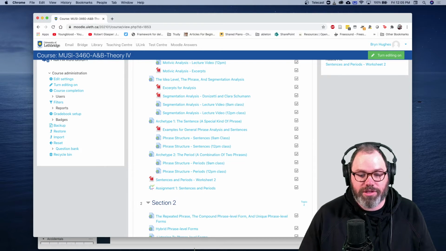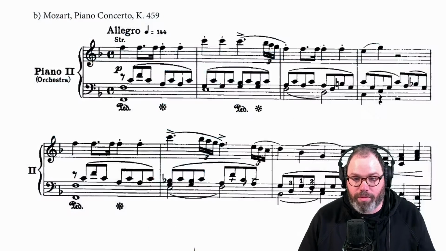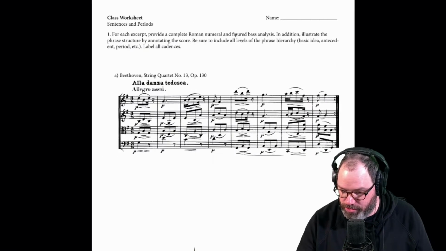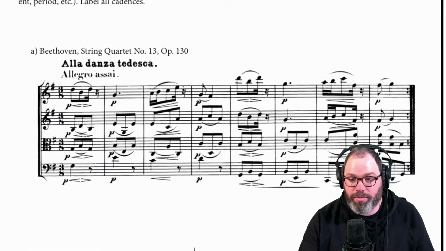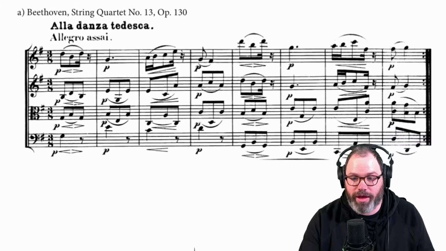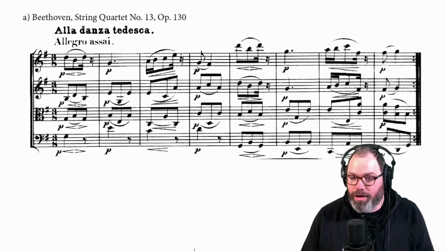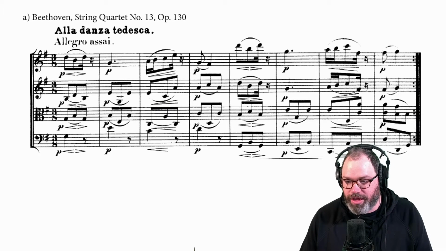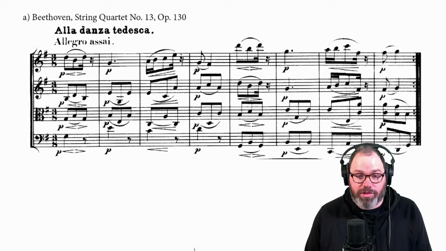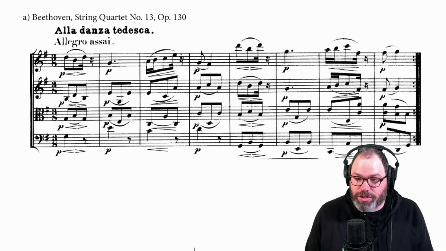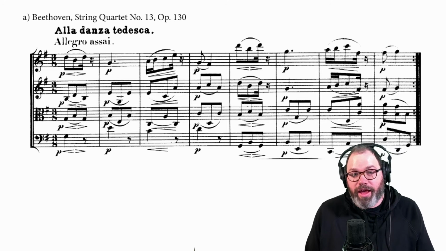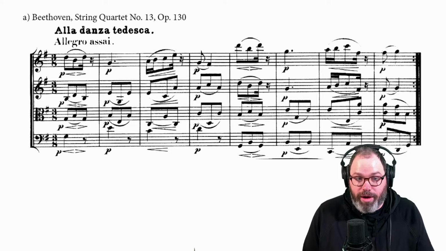So without further ado, let's go to our worksheet, which starts here with this Beethoven string quartet example. We're going to do this thoroughly. We actually listened to this example already in an earlier class. I want to say it was either last class or the class before, but we did it just by ear. So I'm going to play this for you, and we're going to analyze this thoroughly. We'll want to start by listening for the segmentation and listening for cadences, and we'll go from there. So let's give this a listen, and we'll see where we're at.